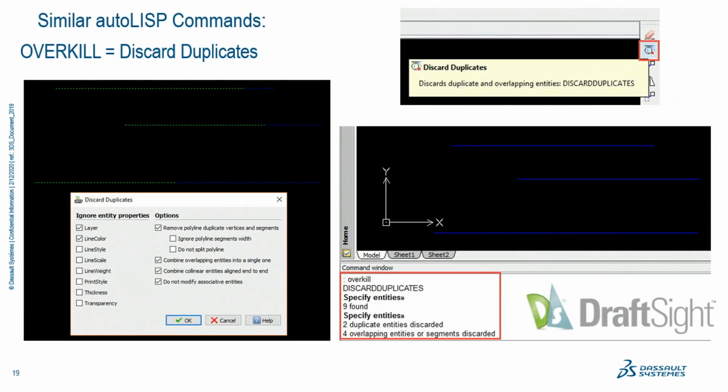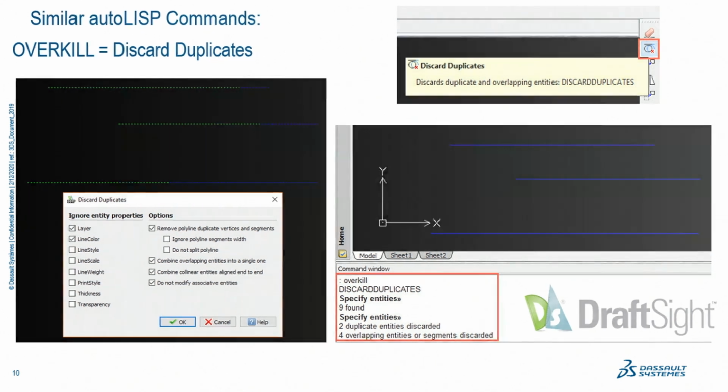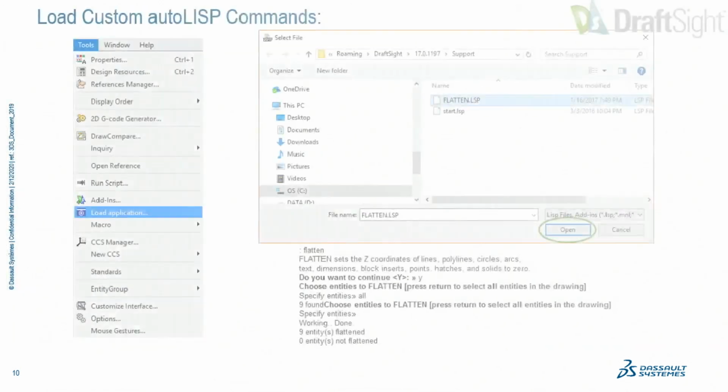Here's similar list commands. Does everyone know the Overkill command? You guys know that one? That's the same thing that we call discard duplicates inside DraftSight. And that is an alias too. So if you type in overkill or discard duplicates, it'll find all the duplicate lines on top of lines. Everybody loves that, right? Yep. So you type either one of those in.